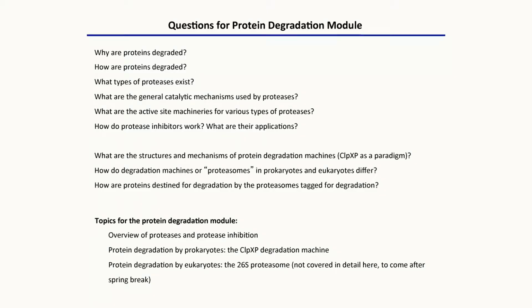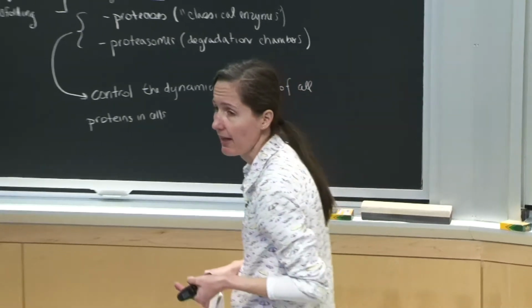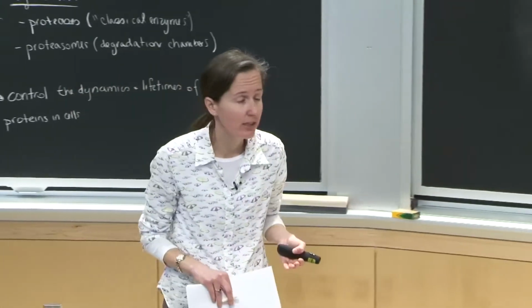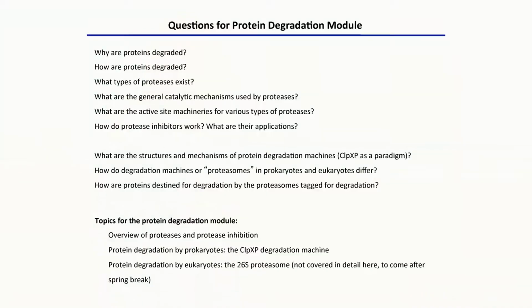So what are some of our questions for this module? Why are proteins degraded? We just said a little bit about that. How are proteins degraded, and what types of proteases exist? We'll briefly today touch upon the general catalytic mechanisms because that's important to have as a background for thinking about the degradation chambers. So, what are the general mechanisms and what are the active site machineries? Protease inhibitors are really important at the lab bench, and they also have a big role in therapeutics, and so we'll talk about those a bit here.